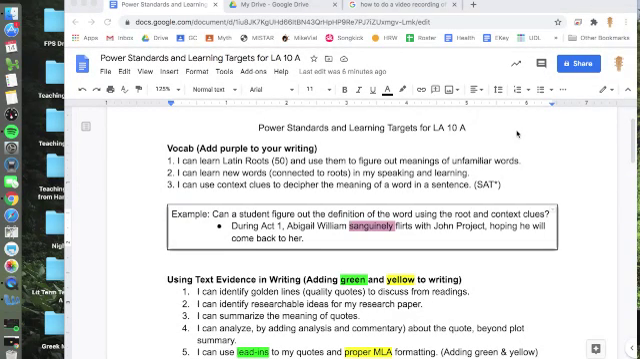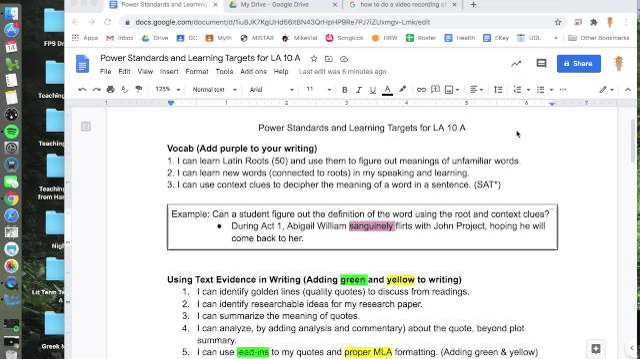So I figured I would talk about the main power standards and learning targets that we're doing in Language Arts 10A. During the pandemic, I thought it was important for us to do less, but to do that less more and better and more consistently.